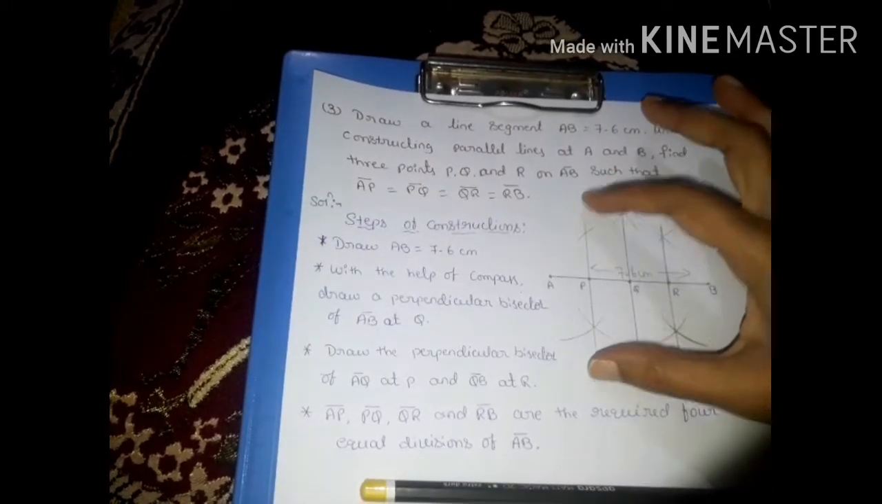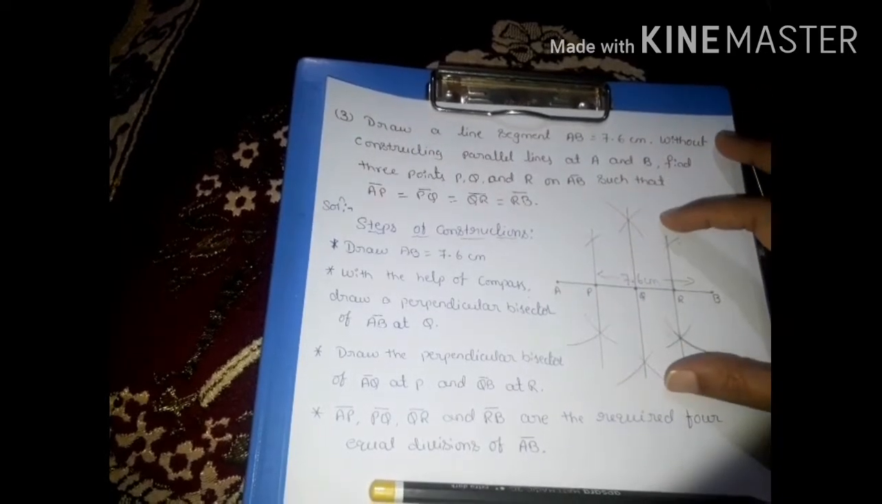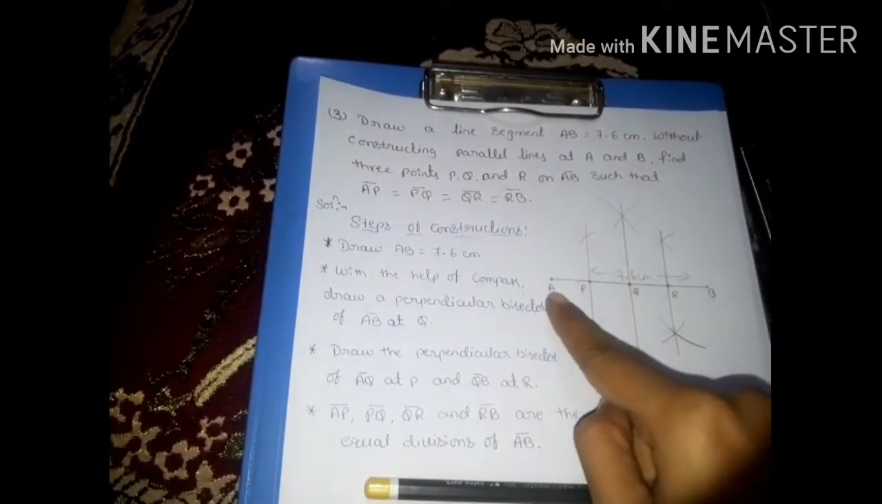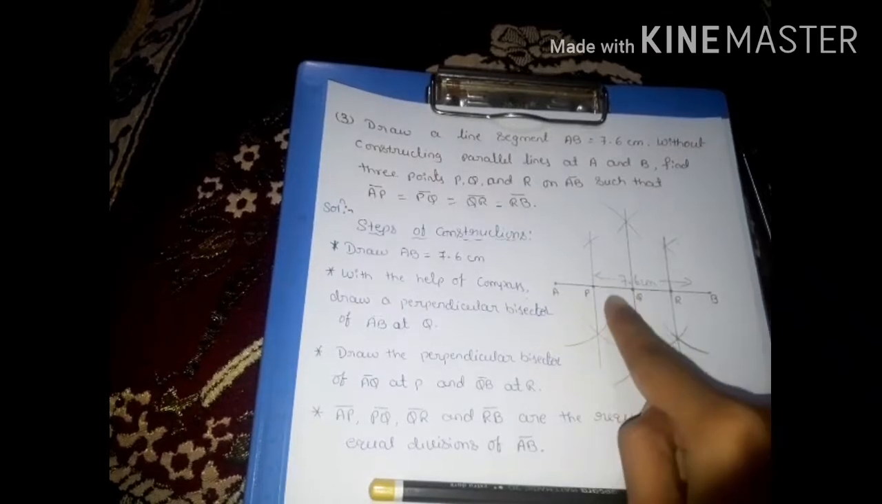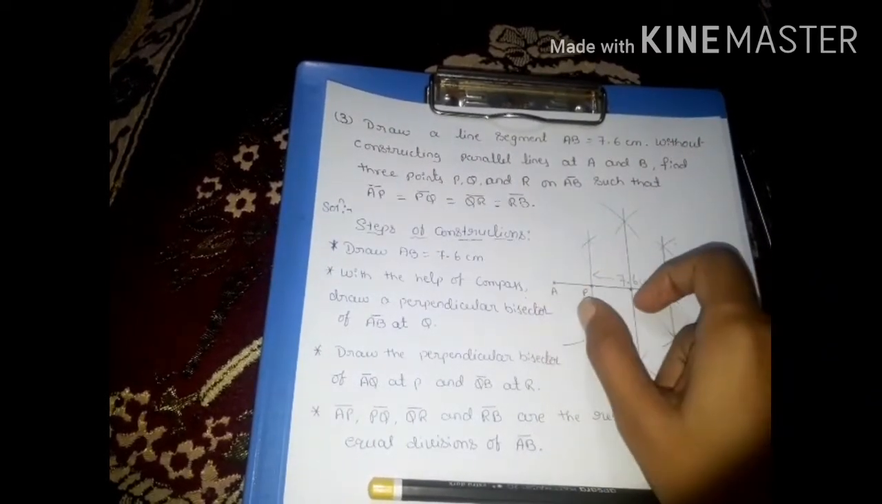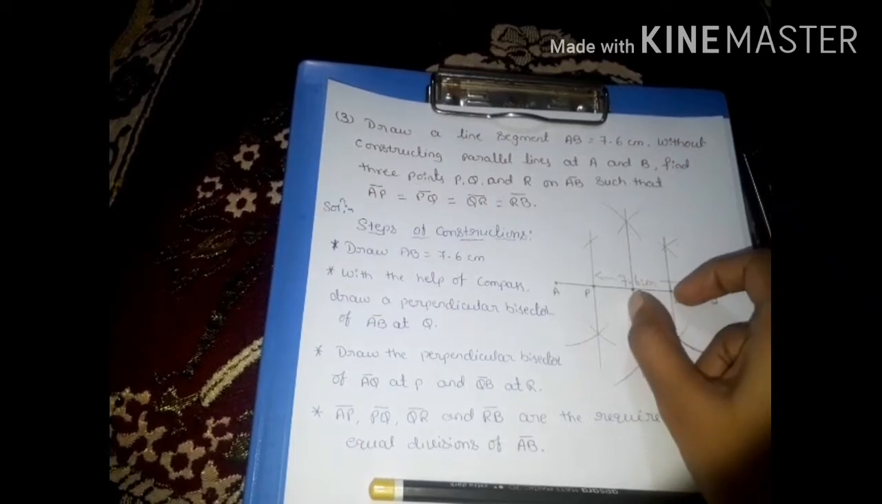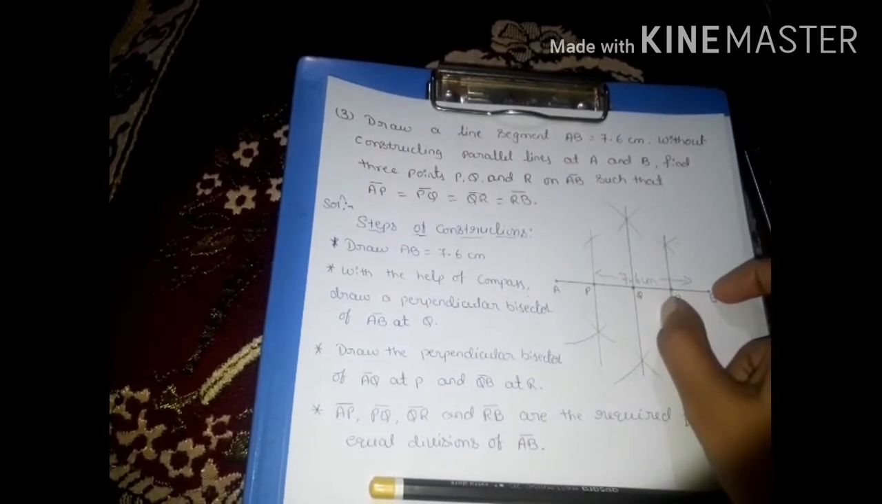Here the lines you drew, 3 perpendicular bisectors, divide the given line AB into 4 equal parts. What are those? AP is one part, PQ is the second part, QR is the third part, and RB is the fourth part.